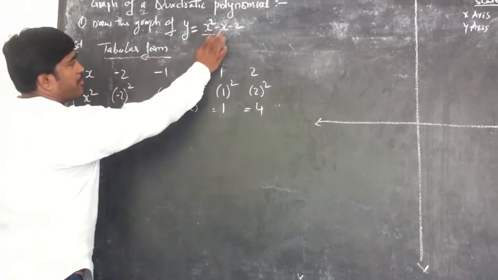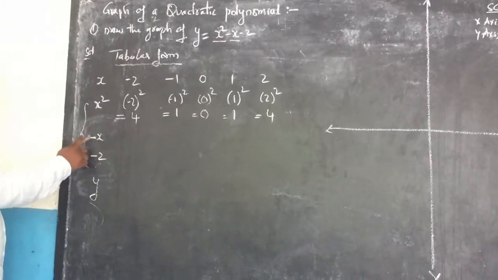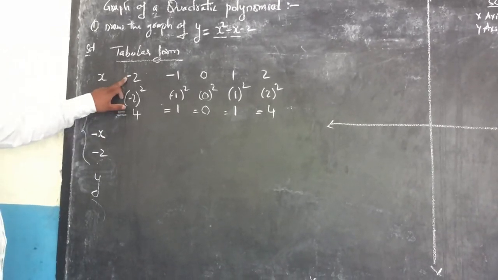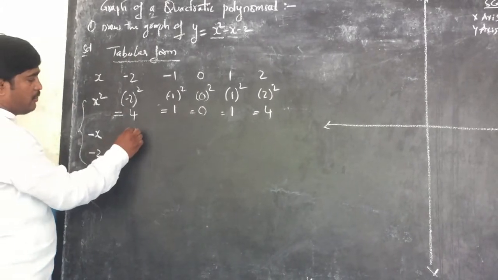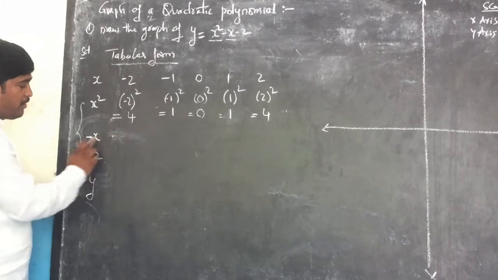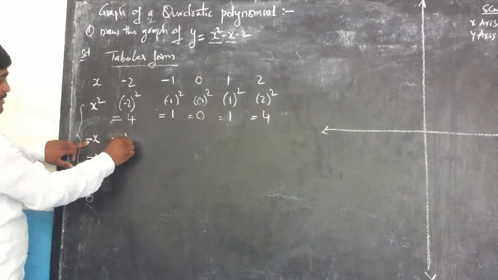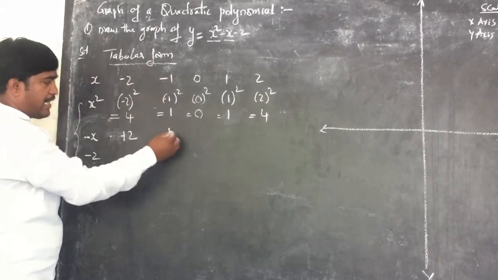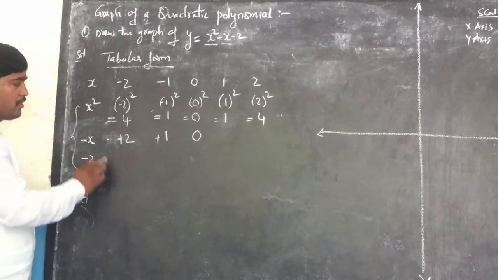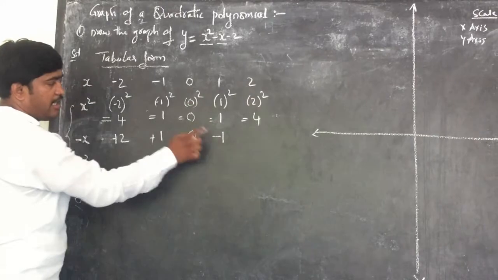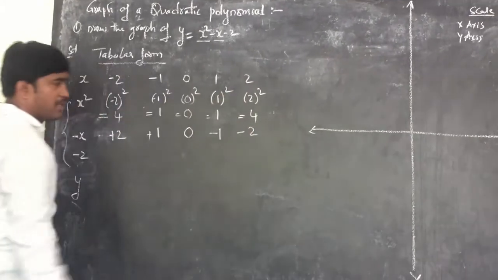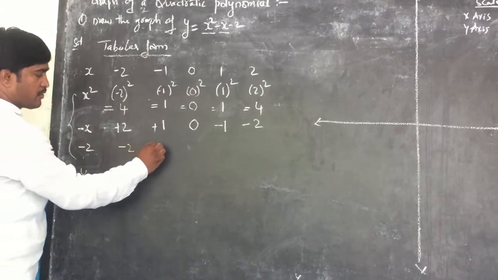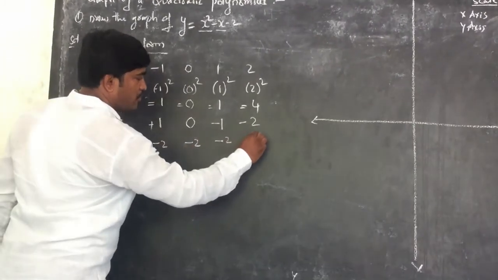Now I will go for the next term, which is minus x. Minus x means we write the minus sign with the x, so multiplying minus into minus x value, we write the negative value as positive and the positive value as negative. So for minus 2 we write plus 2, for minus 1 we write plus 1, and 0 cannot have any sign. For 1 we write minus 1, and for 2 we write minus 2. It is simply a change of sign. Next I add the constant minus 2, which is minus 2 for every value.